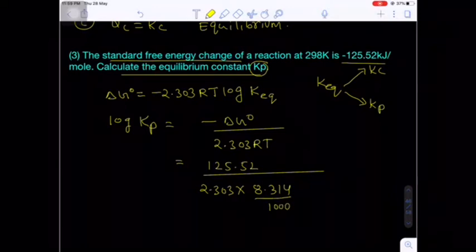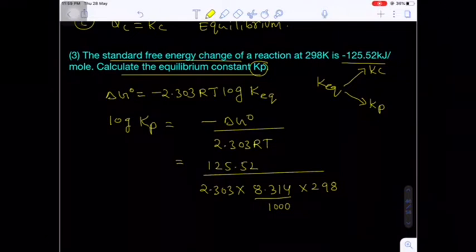This is very important. Generally students think R value is 0.0821 liter atm per mole per Kelvin. Yes, that is also correct, when the pressure is given in atm and volume is given in liters. But here the unit for delta G naught is kilojoule, so R value should be taken in the same units. Now what is the temperature given to you? 298 Kelvin.